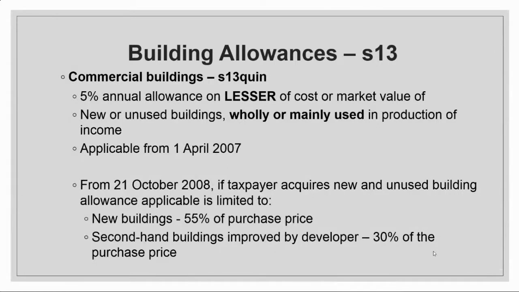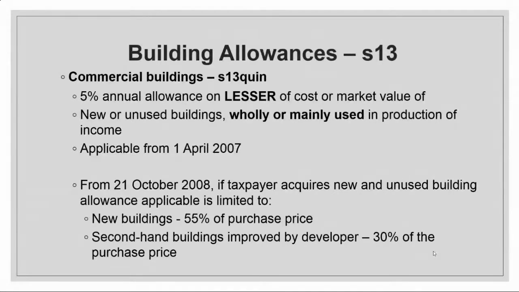Then if we've got commercial buildings, it's generally 5% annual allowance at the lesser of your cost or market value for any new or unused buildings. So that's applicable from 1 April 2007. If it's prior to that date, there was no write-off at all.